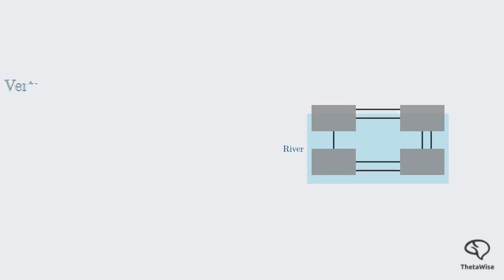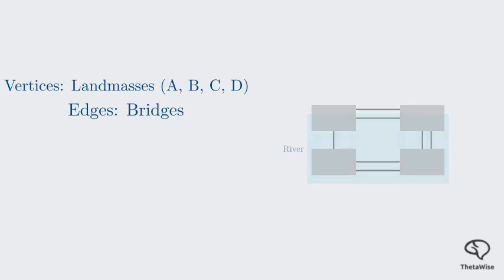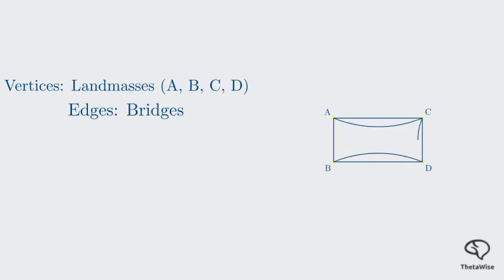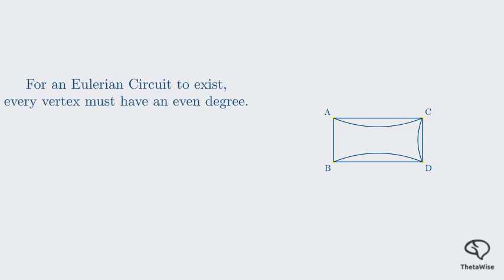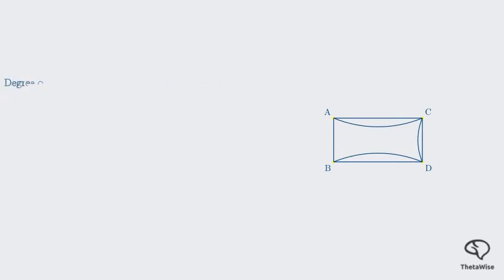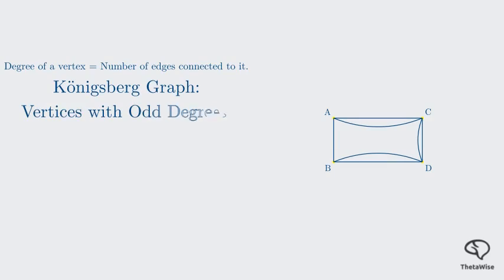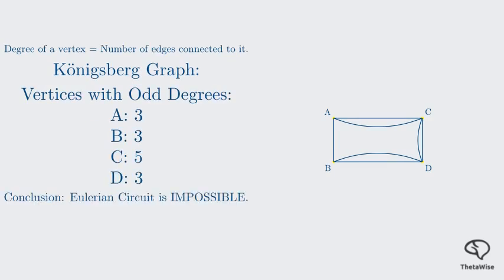We can represent this problem as a graph. The 4 landmasses are our vertices, and the 7 bridges are our edges. We need to find a circuit that traverses every edge exactly once. This is what we call an Eulerian circuit. Euler proved that for such a circuit to exist in a connected graph, every single vertex must have an even degree. The degree of a vertex is simply the number of edges connected to it. For the Königsberg graph, the degrees of all 4 vertices are odd. Since they are not all even, an Eulerian circuit is impossible.